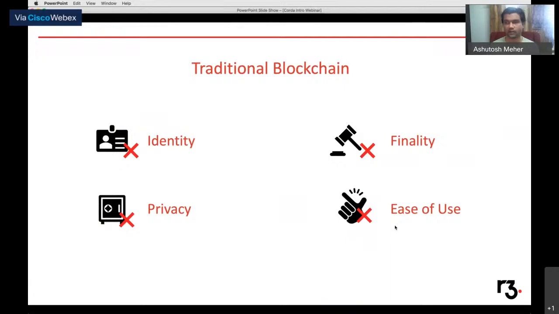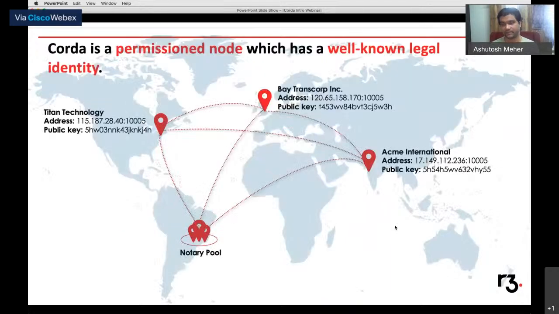So let's move on and try to see how we addressed these problems. The first problem we talked about was identity, right? So there was no identity. All you know about your counterparty was a public key, which is just a random sequence of numbers and characters.